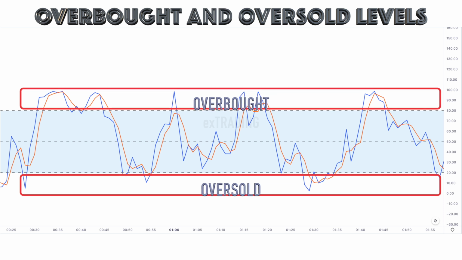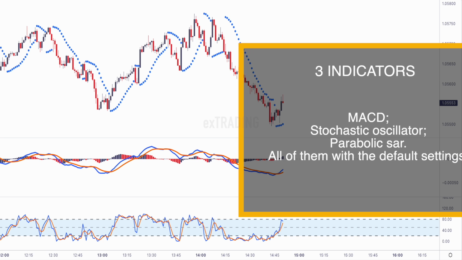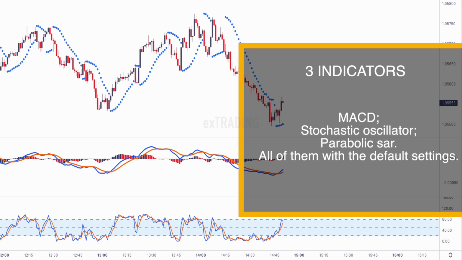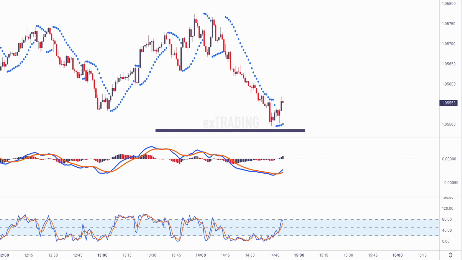Let's now jump to our trading strategy. Trading strategy. For this trading strategy, we are going to use the three indicators we talked about previously: MACD, stochastic oscillator, and Parabolic SAR. All of them with the default settings. By rules. For long entry, follow these steps.